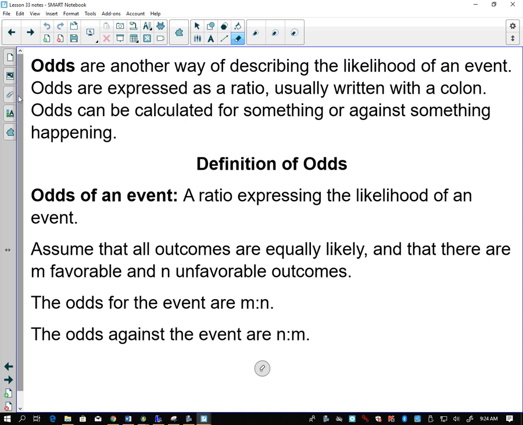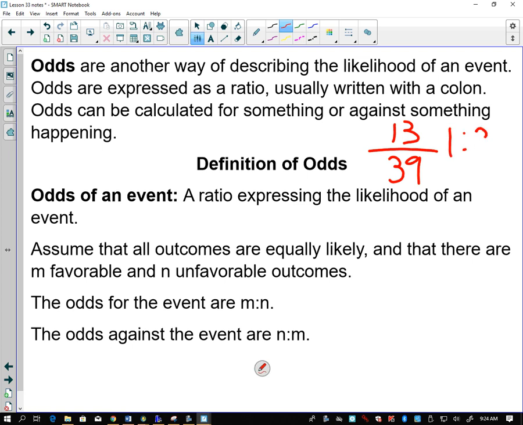Okay, so let's talk about a deck of cards for a second. Let's say that we want those hearts. Well, the number of desired is still 13, but the undesired are all the cards in the deck that are not hearts. Right, so what's 52 minus 13? 39, so it's 13 to 39, right? And we could reduce that though, right? It should be what, 1 to 3? Yeah, it's 1 to 3, right? Okay. And we show odds more often like this, okay?